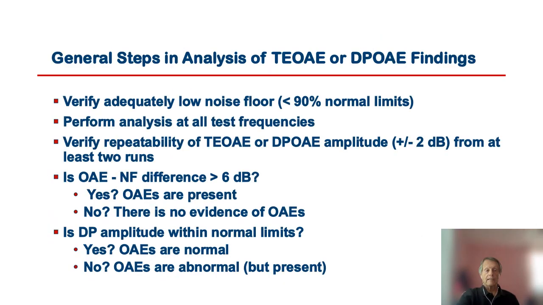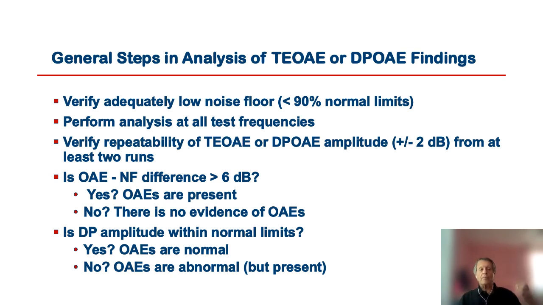Let's talk just for a moment about the analysis of OAEs. Let's say you've recorded transient OAEs or DPs. How do you analyze them? Unfortunately, most audiologists do not use OAEs in a diagnostic fashion. Most audiologists will say the OAEs are present or absent, and that's inadequate. We need to determine whether they're normal or abnormal, and then if they're abnormal, are they actually present but abnormal, or are they totally absent?